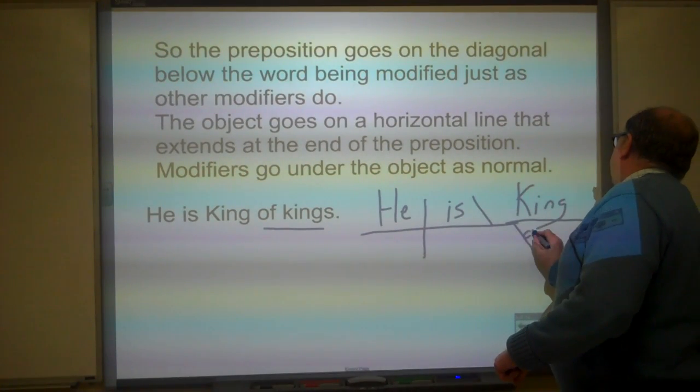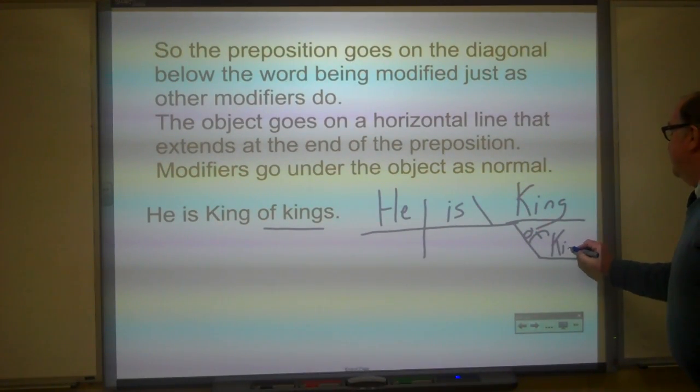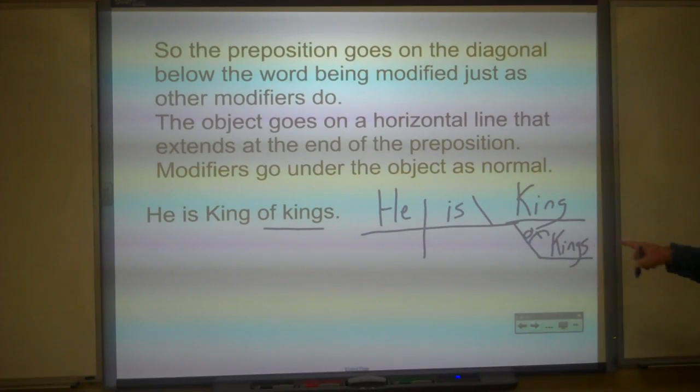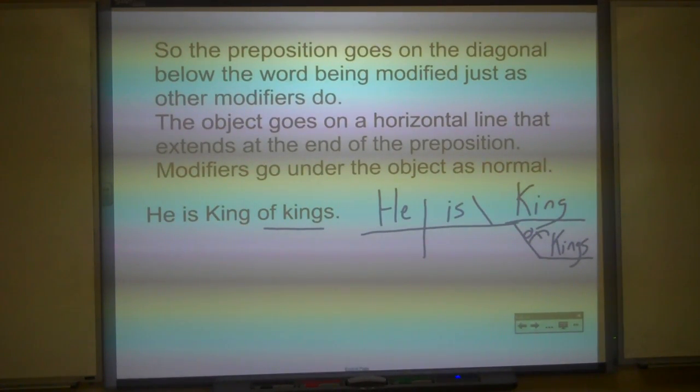So, of goes on the diagonal, the preposition goes on the diagonal. The object of the preposition goes on a horizontal at the end, extending at the end of the diagonal. Just like that. Look at that for a minute, contemplate that, write it down in your notes. He is King of Kings: preposition, object of preposition, under the word being modified.